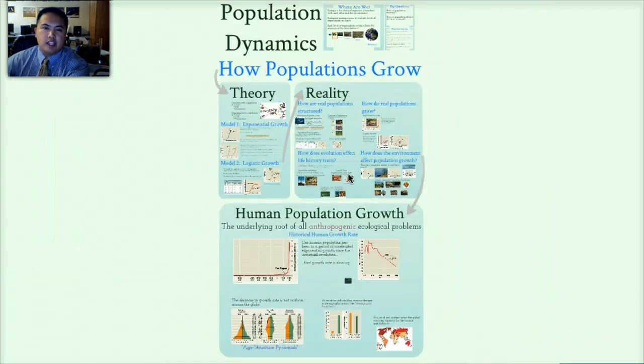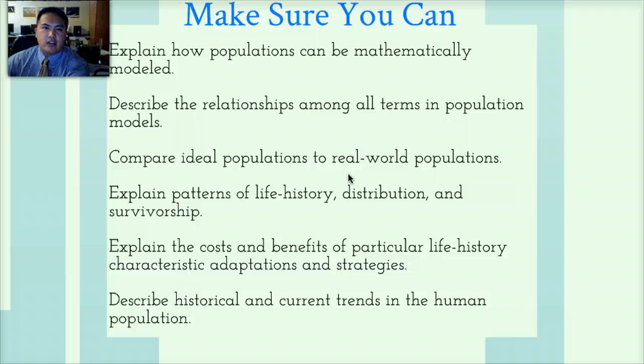So that is population dynamics. Here are the standards I wrote at the top of your notes, so you don't have to copy this down, but you should know in this chapter how populations are mathematically modeled. I told you the equations. The relationships among all terms in population models, so we talked about logistic and exponential models. Ideal populations, which is like exponential, and real-world populations, which is like logistic.